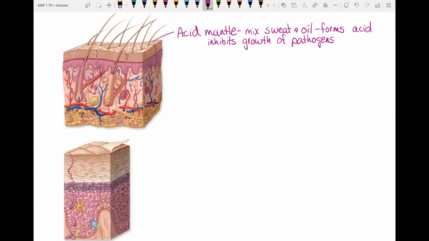Each of these substances individually are also helping to protect your skin. So remember, here is your sebaceous gland. This is what makes the oil or the sebum on your skin. In addition to contributing to the acid mantle, it also prevents cracks in your skin. Think about maybe in the winter if your skin gets really dry and it cracks open. Well, that's an open invitation for pathogens to come in and infect you. So the oil is what prevents cracks in your skin.